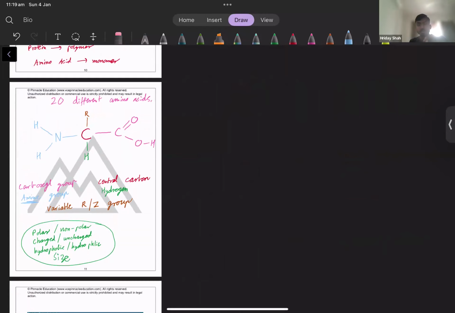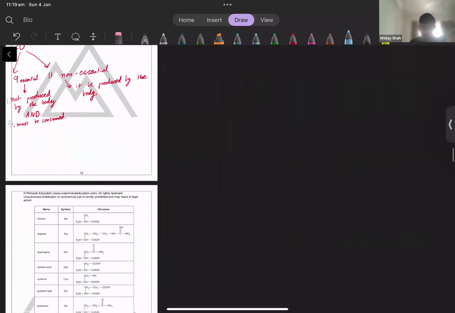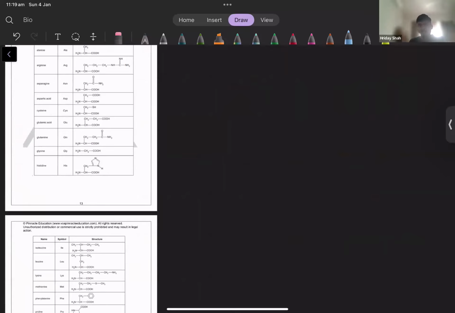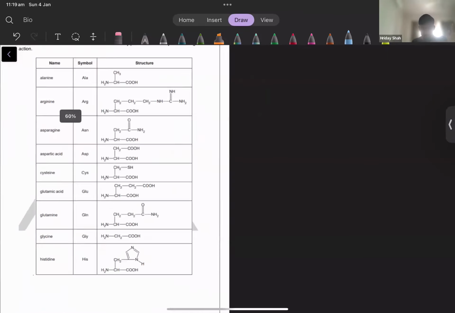Okay. Any questions so far? No. Great. So if you scroll down to the next page, I do want you to have these 2 pages up on your screen as well.